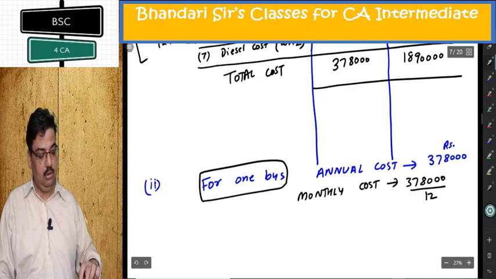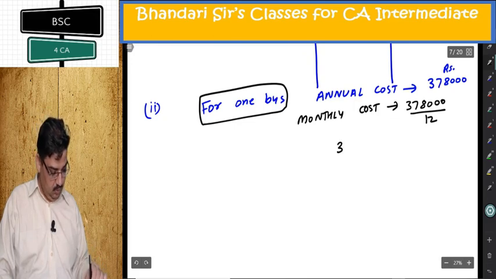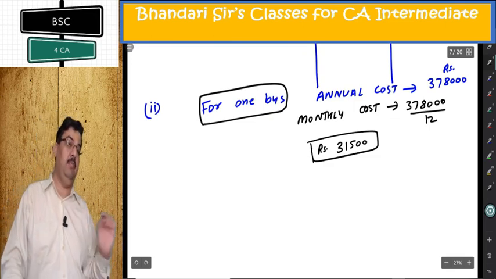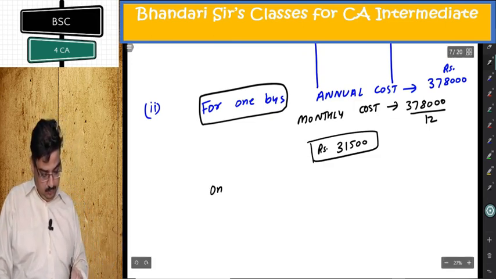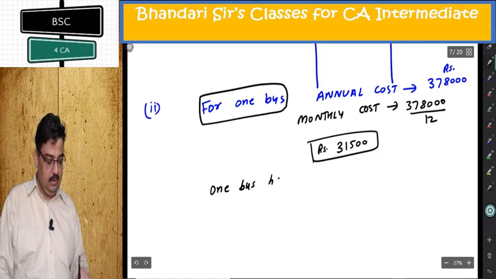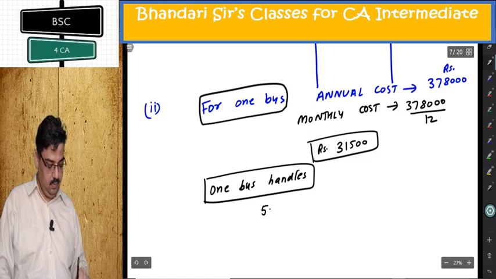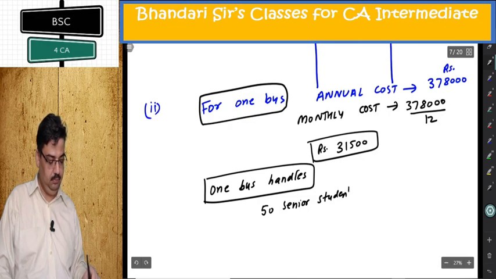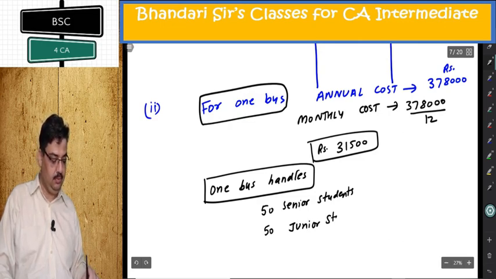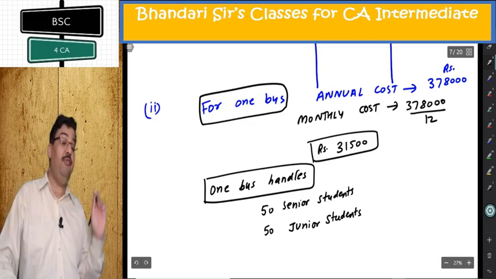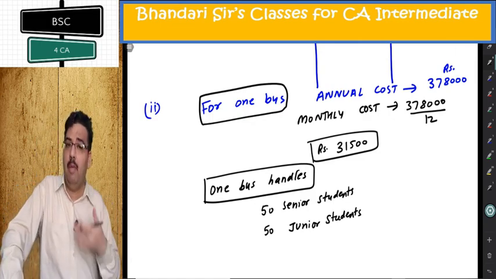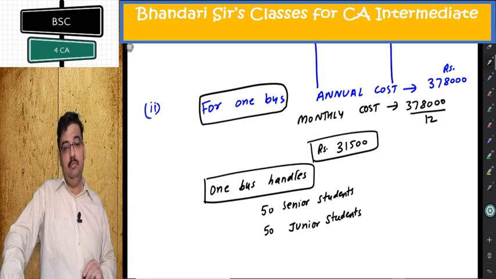This is 31,500. School has to collect rupees 31,500 per month per bus. One bus handles 50 senior students, 50 junior students. If the fare was same, I would divide by 100 and get the answer. But it is not there.